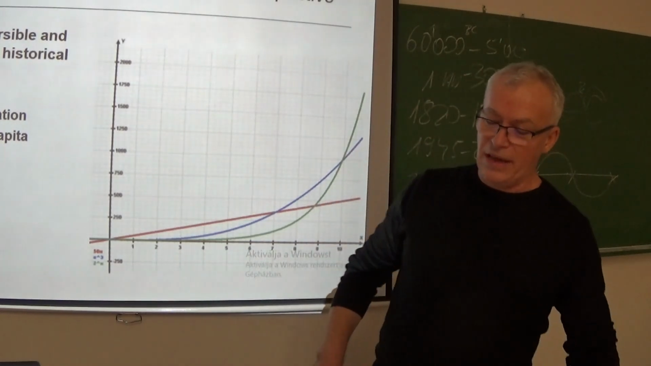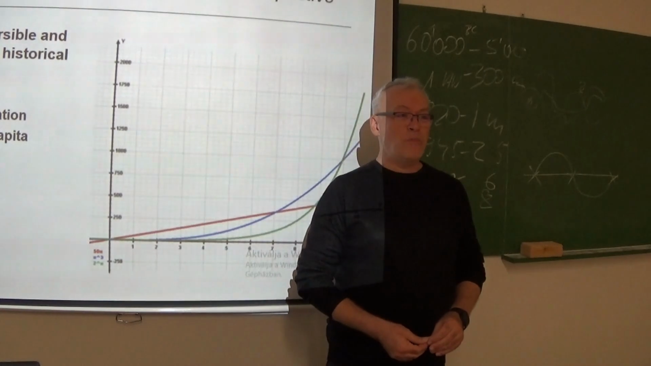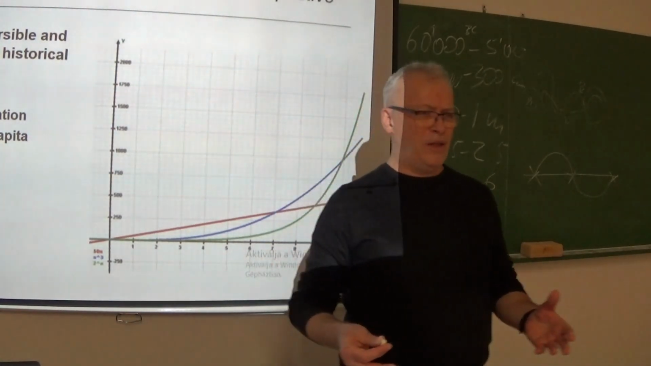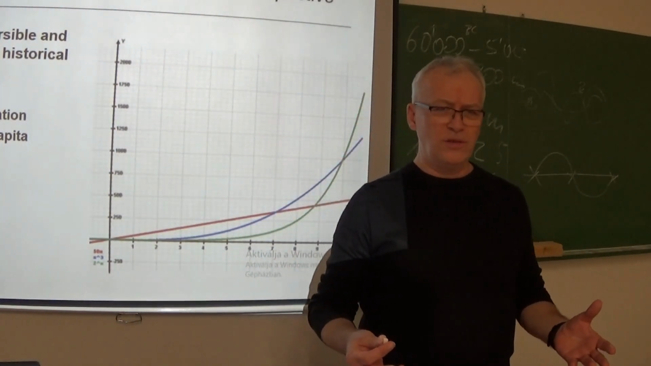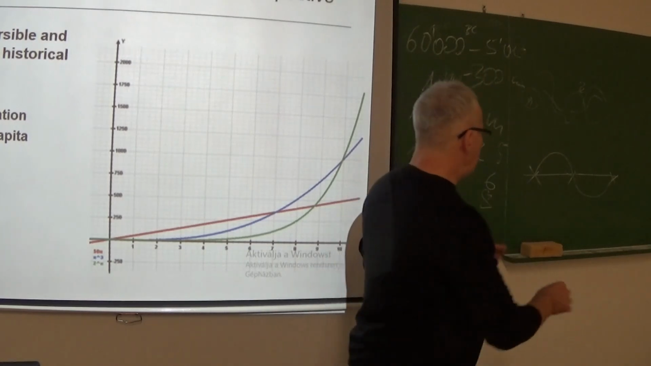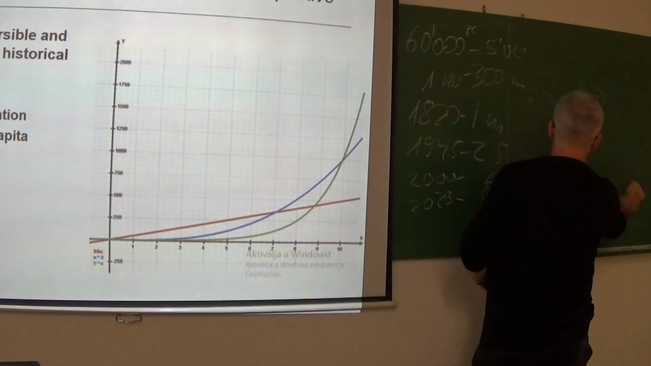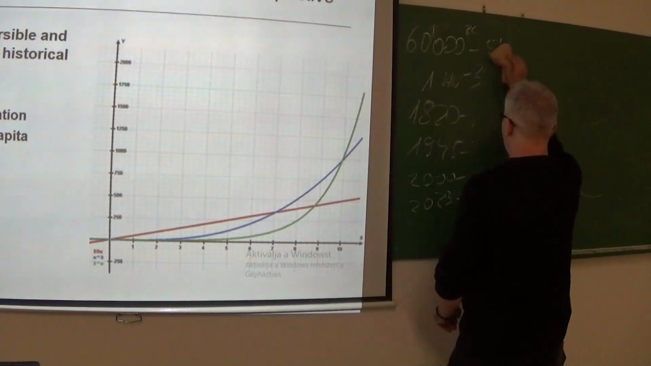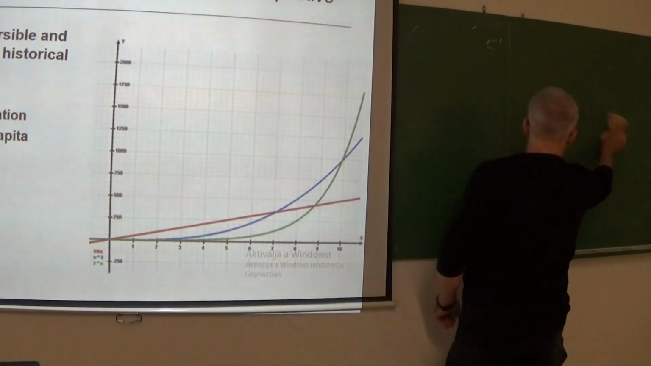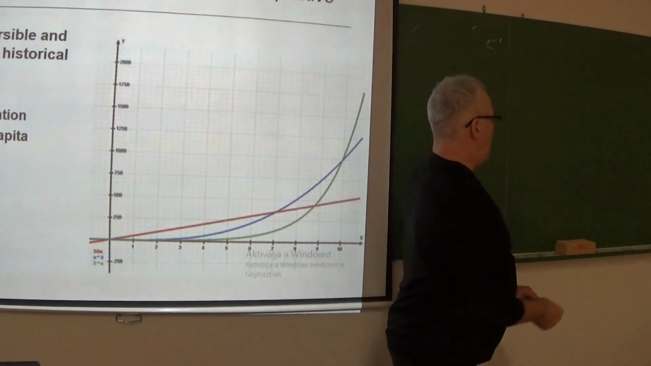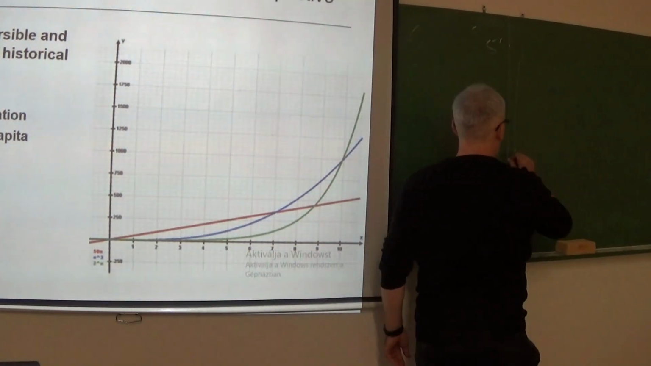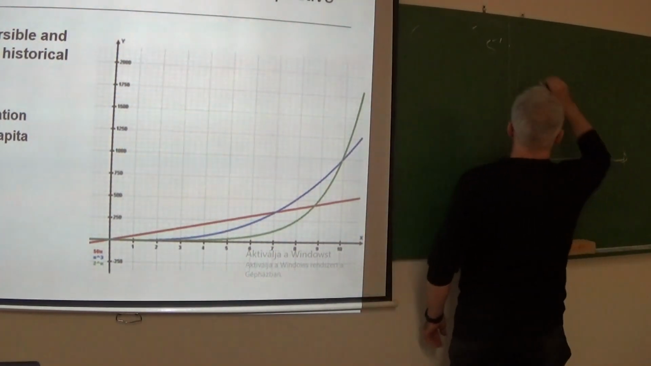Why? Because there is a process. It's named demographic transformation. Does somebody know the demographic transformation? Nobody? Okay. A very simple model. If we are using the fertility and mortality of the human population, we can separate four periods.